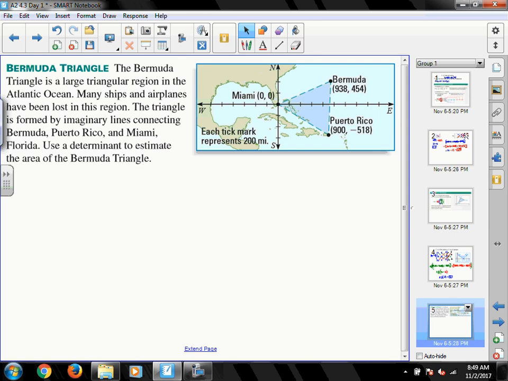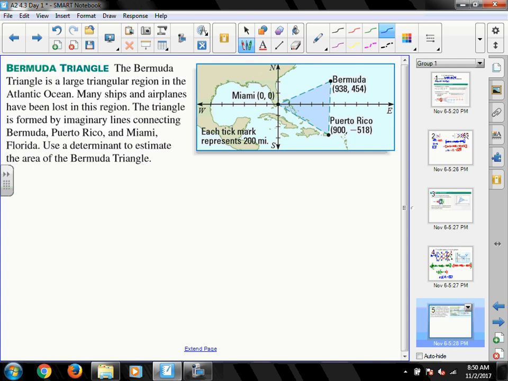One other thing we can do, just another example using that determinant, give us a 3x3 determinant again, and using that area. Talking about the Bermuda Triangle, it's a large triangular region in the Atlantic Ocean. Many ships and airplanes have been lost in this region. The triangle is formed by imaginary lines connecting Bermuda, Puerto Rico, and Miami, Florida. We want to use the determinant to estimate the area of this Bermuda Triangle. So, again, I'm just going to start left and work my way right and see what I get.